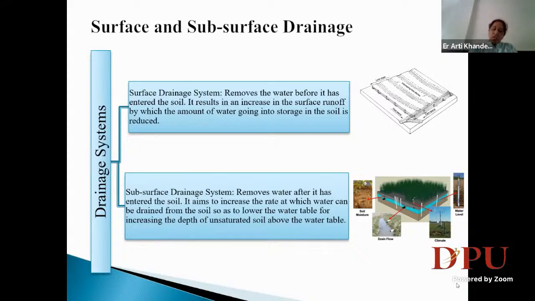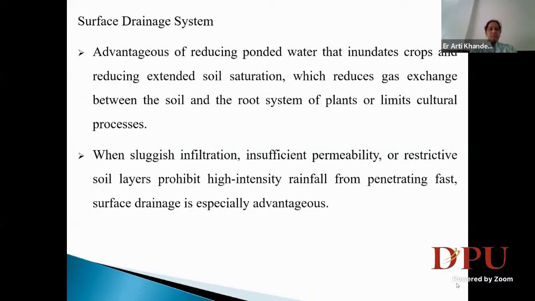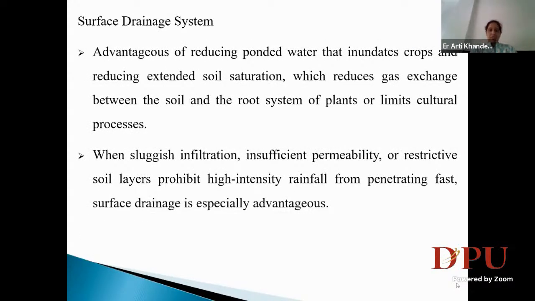In some places it is not sufficient to remove water from the surface only. We should go below ground level, and that is the subsurface system. The surface system has a simple plant design and is usually relatively less expensive, because we just use gravitational flow and make trenches, and the gravitational flow collects all the water at one place, removed by sloping. This is the simple surface method. What are the advantages of the surface system? It is less expensive. It removes surface water easily and does not need any technical knowledge. Farmers can do it themselves, even on their small land.